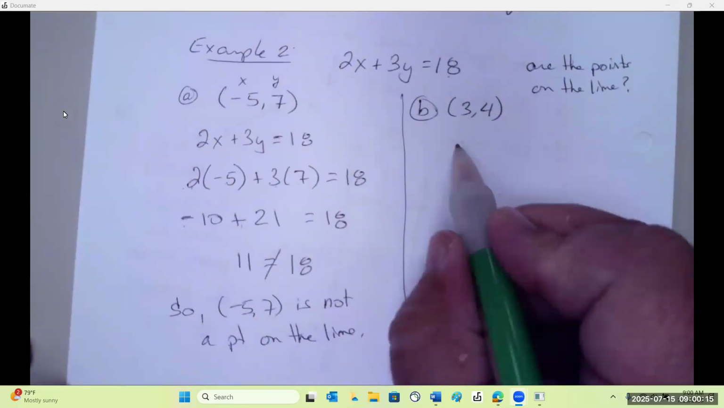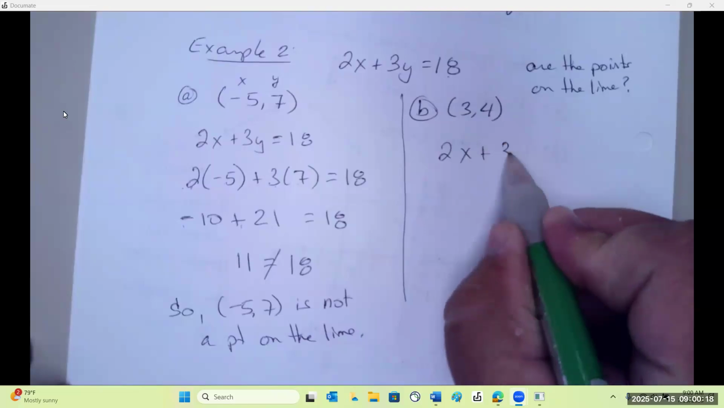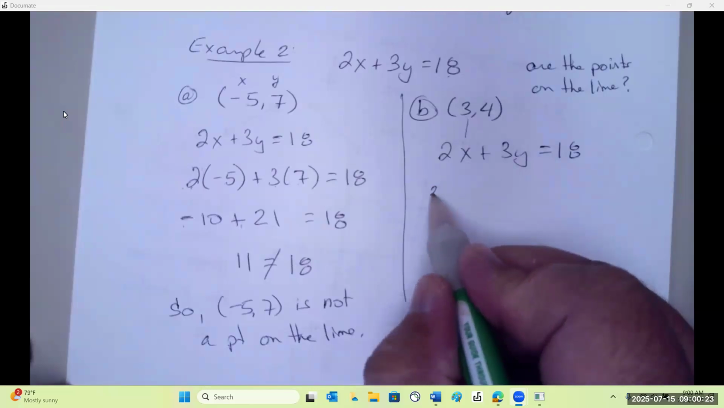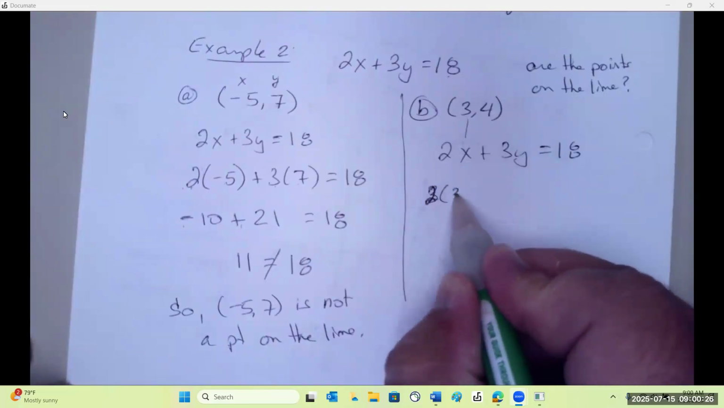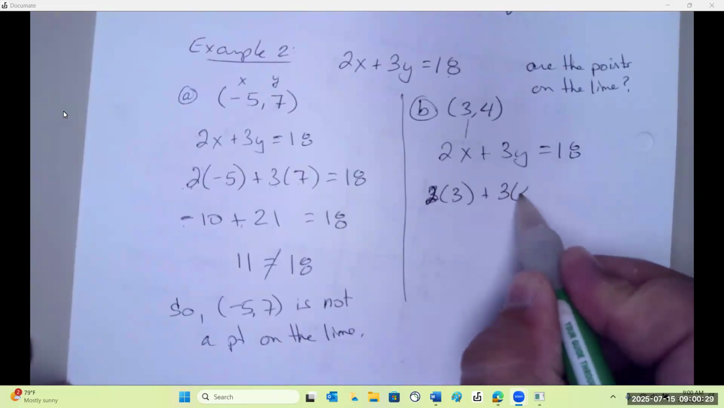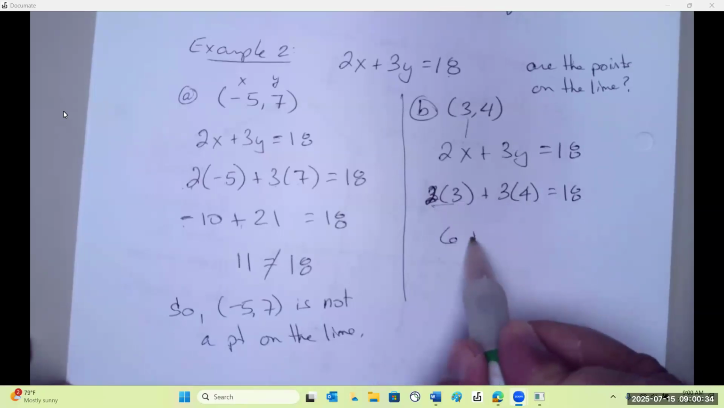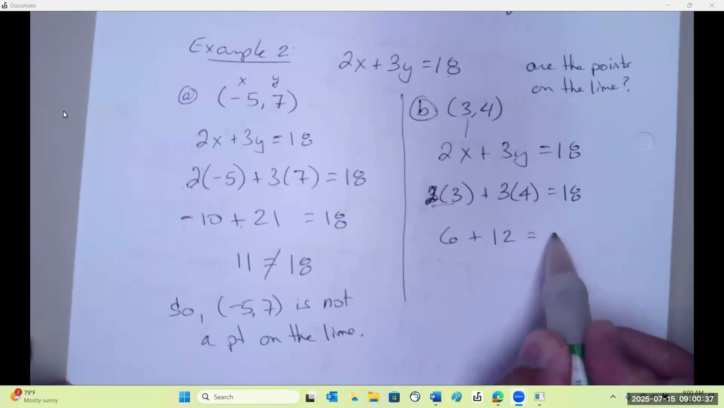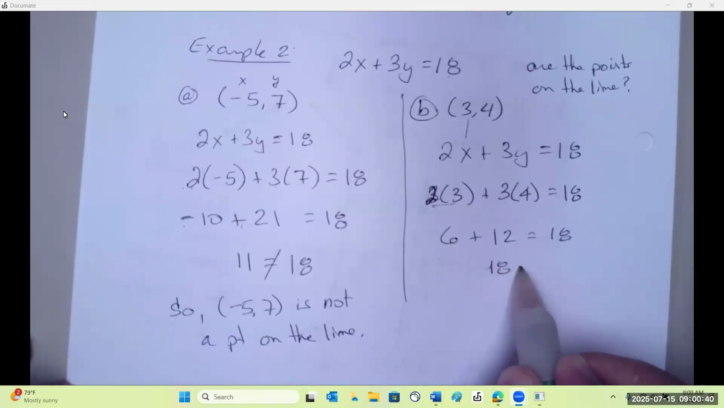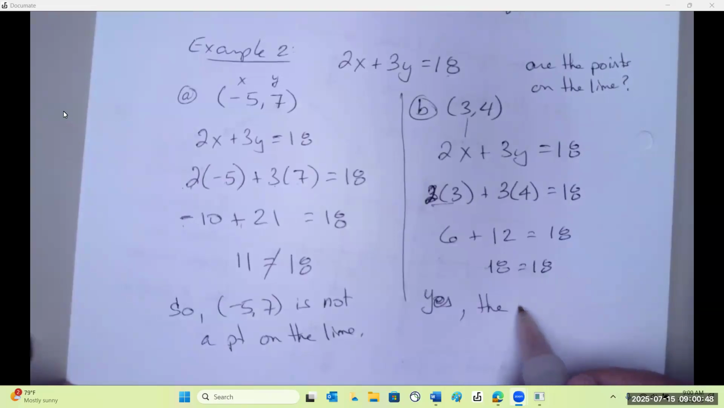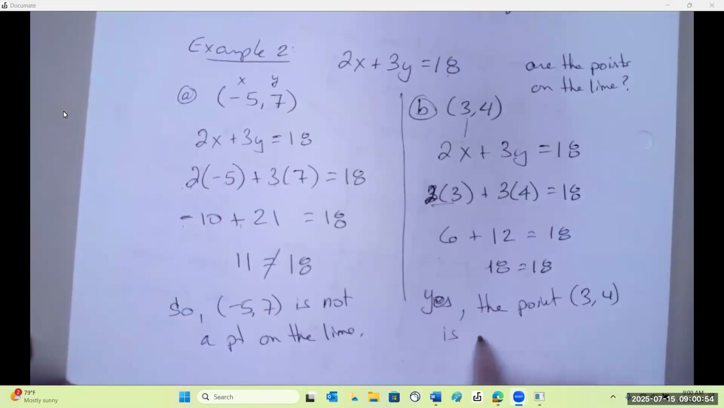Do the same thing with the other one. 2x plus 3y equals 18. X is 3. 2 times 3 plus 3 times 4 equals 18. 2 times 3 is 6. 3 times 4 is 12. 6 plus 12 is 18. Yes. The point 3, 4 is on the line.